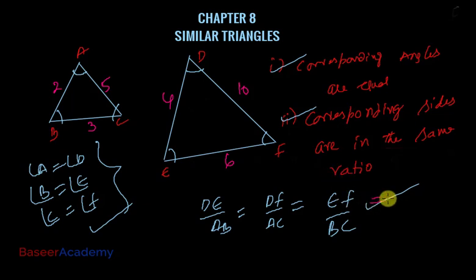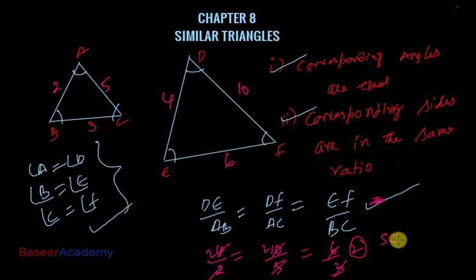The ratio of sides would be DE is 4 by AB is 2, DF is 10 by AC 5, EF is 6, BC is 3. So we see here that the ratio is the same: 2, 2, 2. The ratio is 2. This 2 is known as the scale factor.